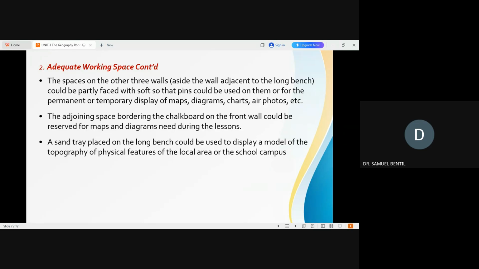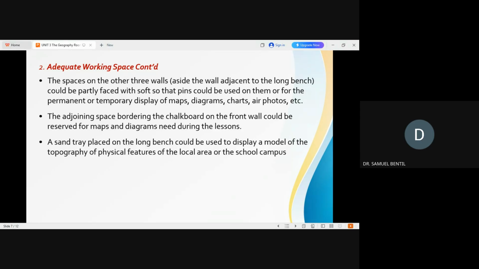Because if you leave it as the dry wall like that and you paste, the pins will not fit. And also when you use maybe glue or solid tape, you also destroy the wall. So you better have that soft face, more or less like the notice board structure along the walls, and you can paste some of these things over there. Then the adjoining space bordering the chalkboard on the front wall could also be reserved for maps and diagrams that are needed during the exercises or the lesson.